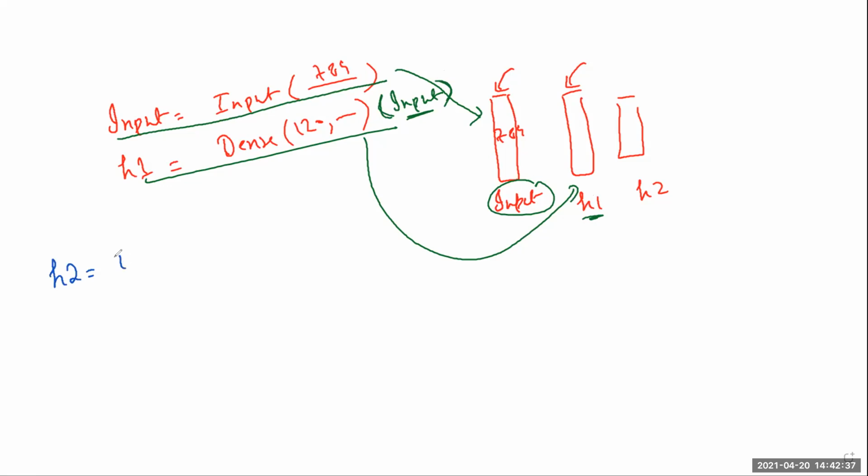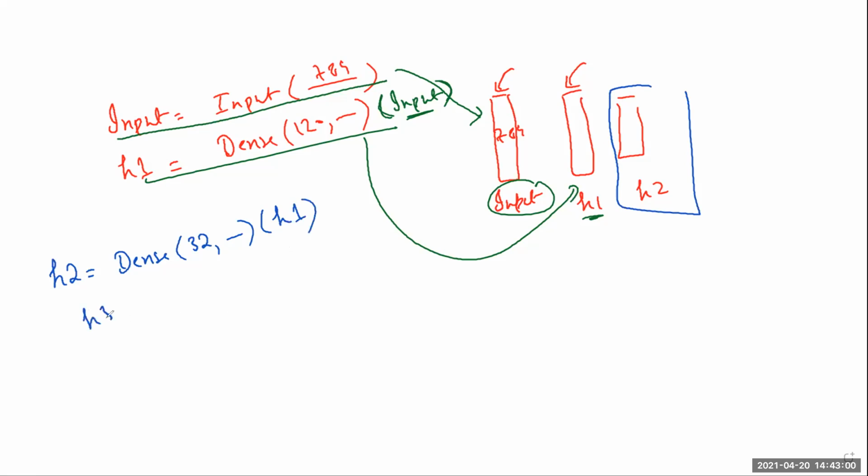H2 is again a dense layer. How many neurons? Say 32 neurons. What is the activation function? You can write here whatever activation function you are using. Now with this statement, this layer is created, but it is not connected with H1. So if I want to connect it with H1, what do I do? I put parentheses and H1. Now it is connected with H1, right?